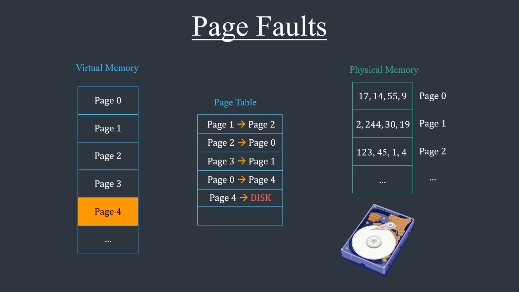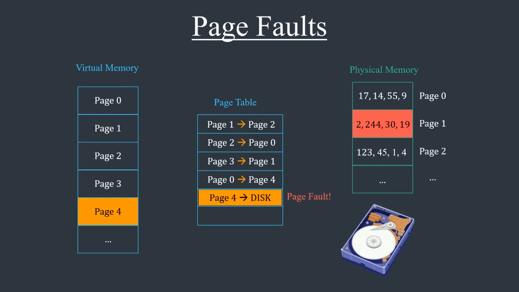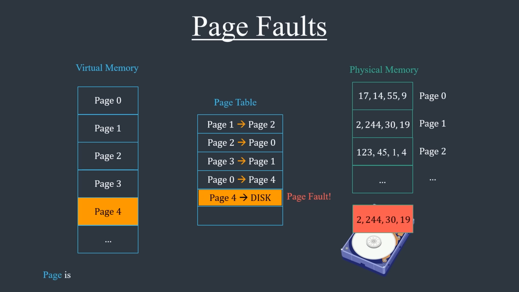When a CPU tries to read some virtual address, it looks up the mapping in the page table. The page table says that the data is on disk, so the CPU doesn't know how to read it from RAM. Instead, the CPU raises an exception, and this exception is called a page fault. The operating system handles the page fault exception by choosing which page to evict from RAM, which is usually the least recently used one. If the page is dirty, the OS writes it back to disk.